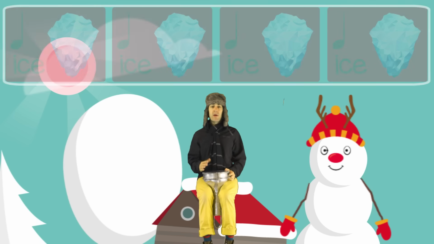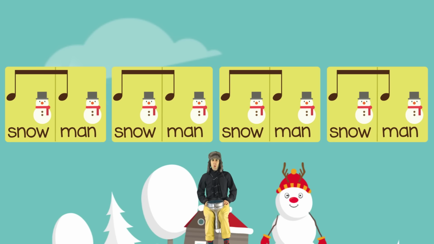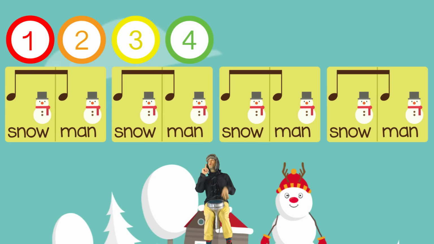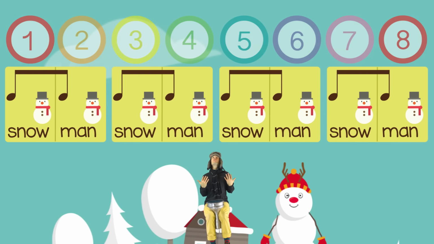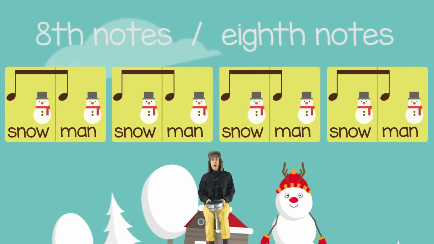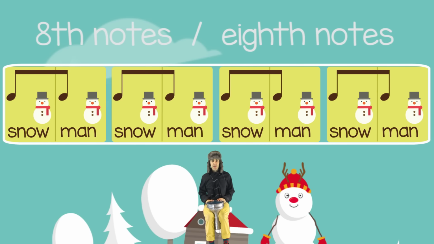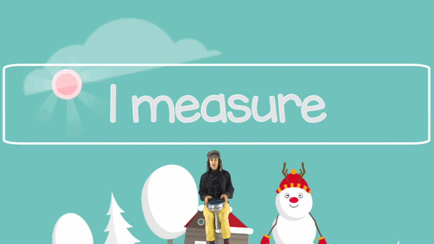Let's talk about the snowmen, which are the eighth notes. When we had only snowmen to play, let's see how many little snowmen we had. Did you count them? I counted eight snowmen. Did you count eight snowmen? Yeah, there are eight snowmen up there. Well, that's why we call those musical notes eighth notes, because it takes eight of them to fill up our whole musical space, our whole measure. That musical space, we call it a measure.